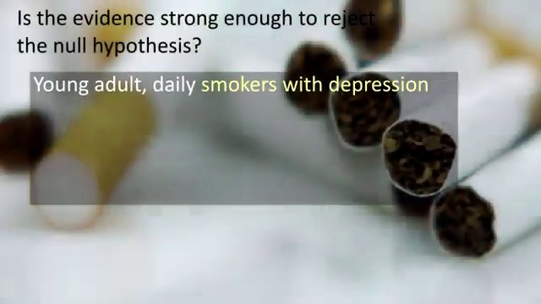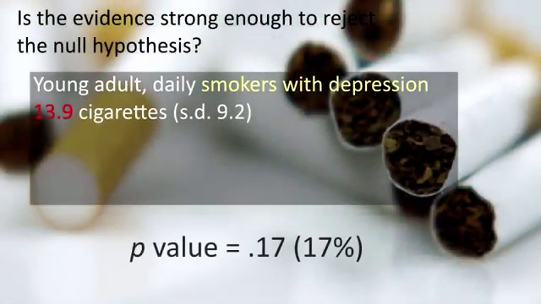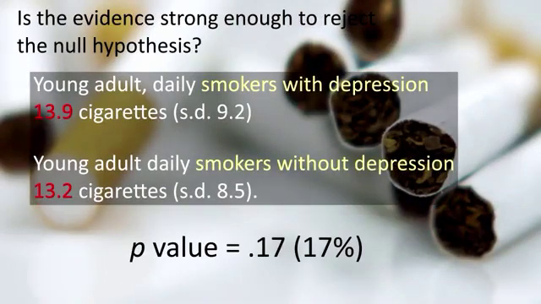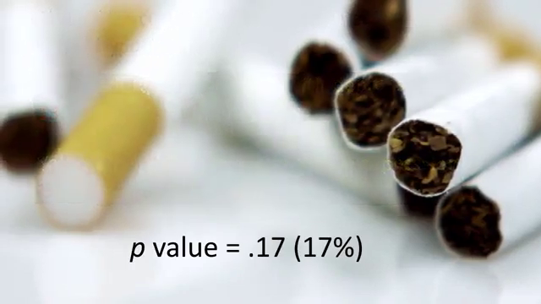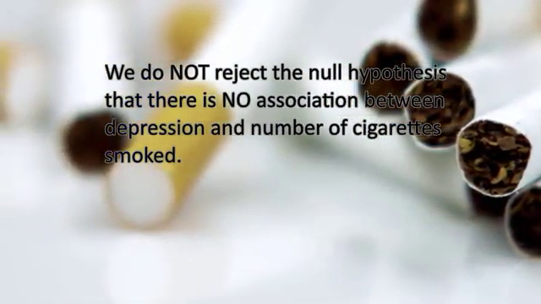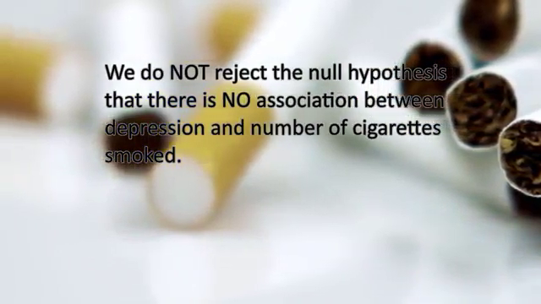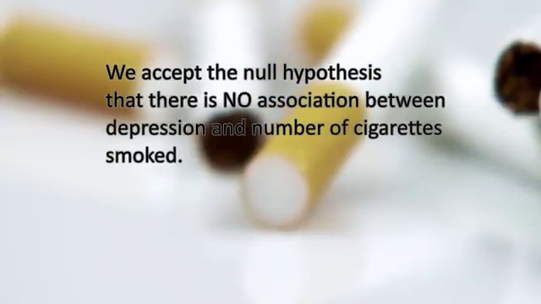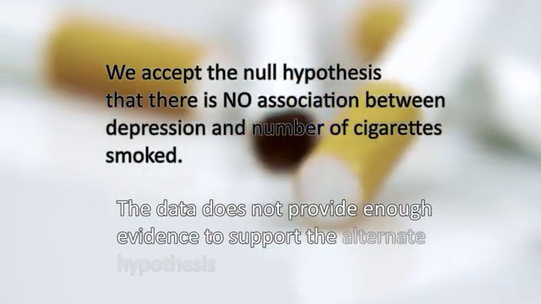Looking at the p-value in our example, we see that there is not adequate evidence to reject the null hypothesis because the p-value was 0.17, which is definitely greater than 0.05. In other words, we do not reject the null hypothesis that there is no association between depression and number of cigarettes smoked among daily young adult smokers. We accept the null hypothesis. There is no association between smoking and depression because the data does not provide enough evidence to accept the alternate hypothesis that there is an association between smoking and depression.